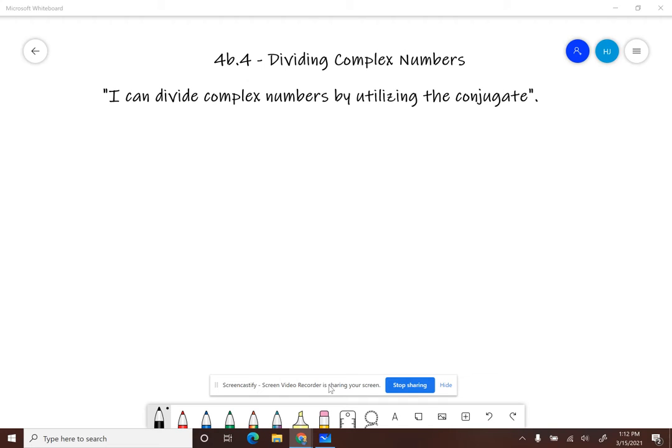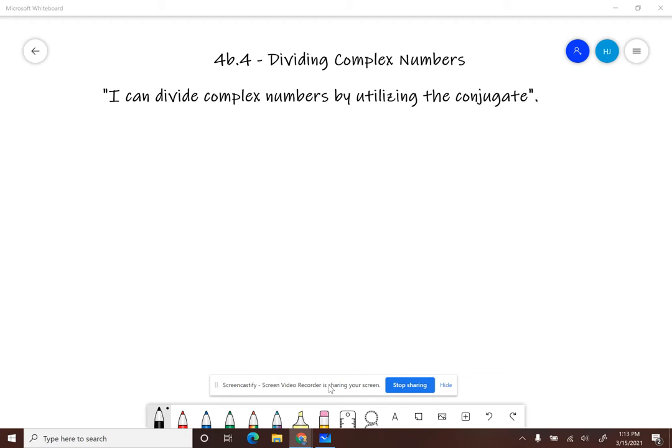All right, guys, today we're moving on to 4b.4, dividing complex numbers. Again, our mission here today is I can divide complex numbers by utilizing the conjugate. All right, I have no idea what conjugate is right now, but believe me, you're going to know what it is by the time we're done.